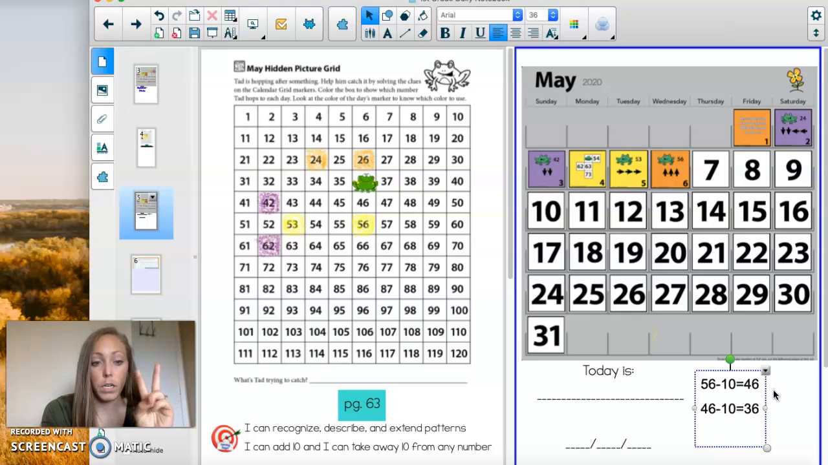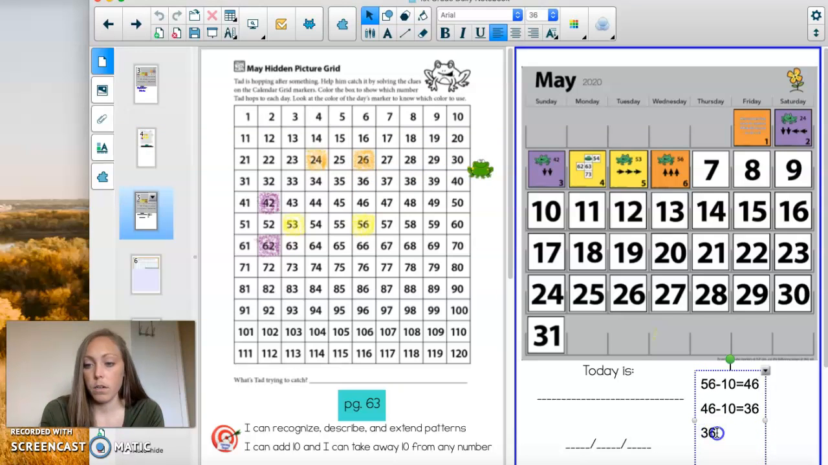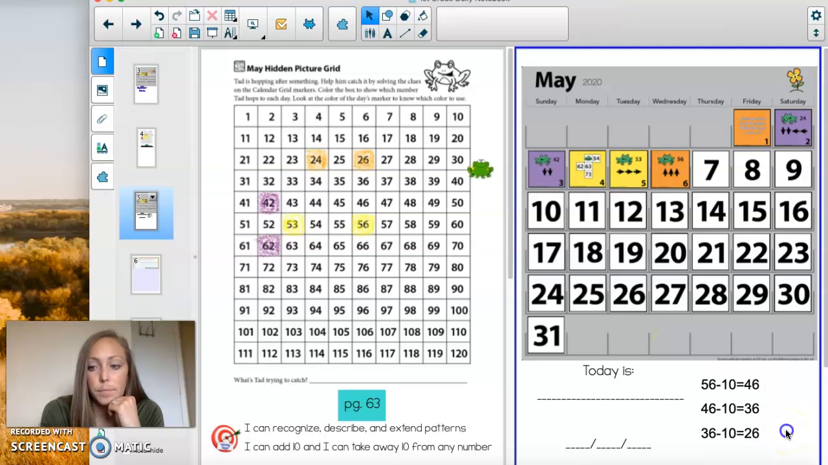Okay, now we've recorded 2 of his hops, but today he took 3. So then he was on the 36 and then what did he do again? He hopped up again. And that is minus what? 36 minus 10 equals 26. So 36 minus 10 equals 26. And that's where he landed today.